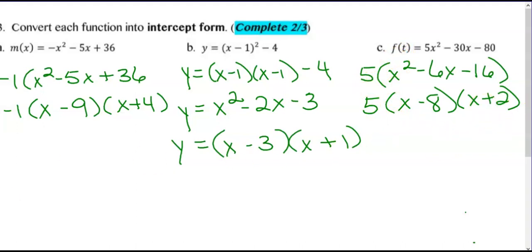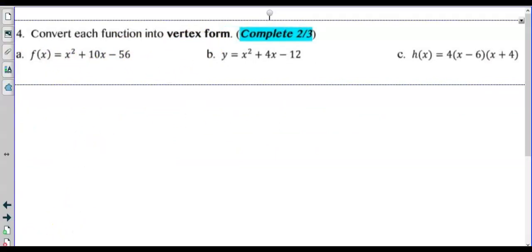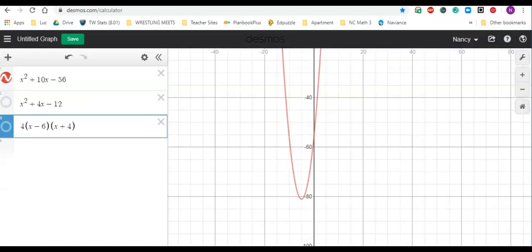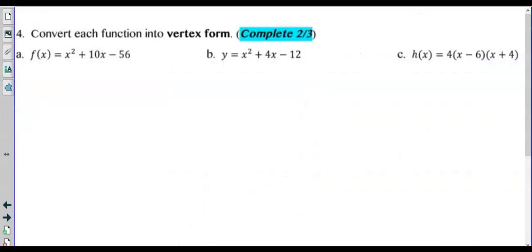All right, so number 4 says convert each function to vertex form. Okay, so if you remember when we were doing these, I told you that I can show you how to do these without graphing. If you want to use Desmos, though, I have graphed them over here. So the first one is this red one. Just need to graph it, find the vertex, -5 and 81, and then just plug that into vertex form.